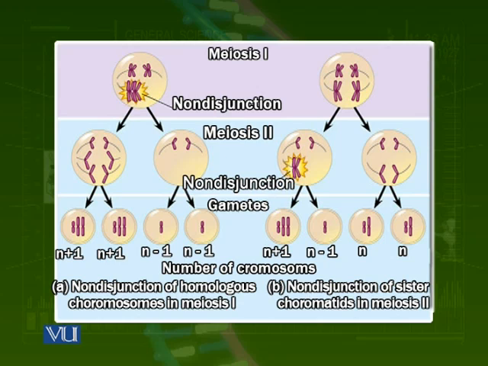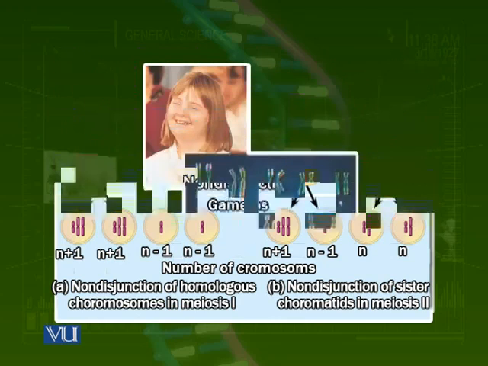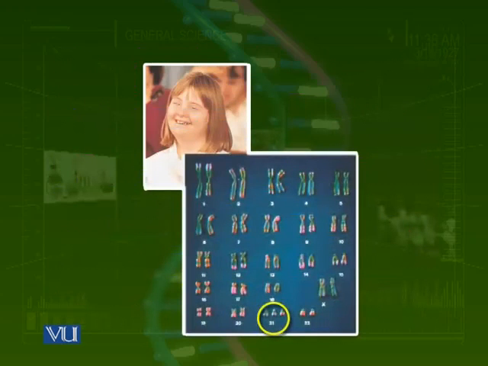So this is non-disjunction. And what will be the result? If these unequally distributed chromosomes in the gametes combine with a normal egg or sperm and are fertilized to make a zygote, the individual which is formed will not be normal. This results in different types of diseases at birth. You can see here an individual in the picture with Down syndrome, which is a mental disorder.